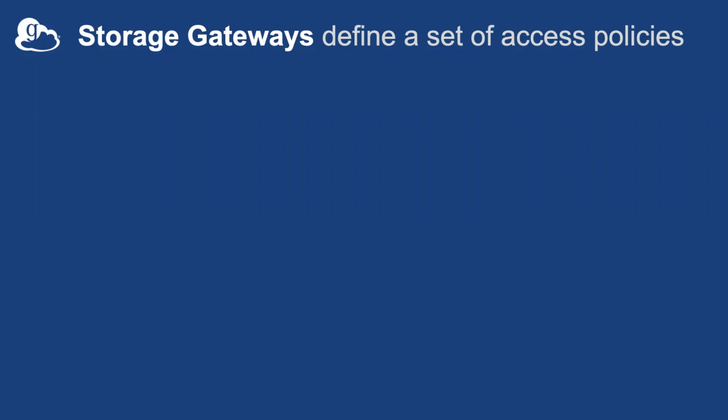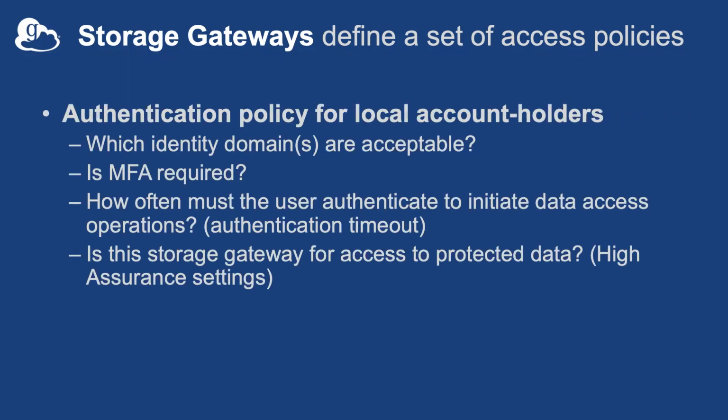It essentially defines a set of access policies for the data. The first set of policies are authentication policies. So what domains do you accept? About 90% of the deployments we have has a single domain. You usually have, for example, for us, it's at uchicago.edu, right?